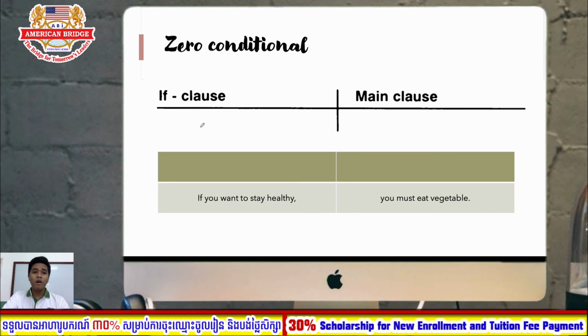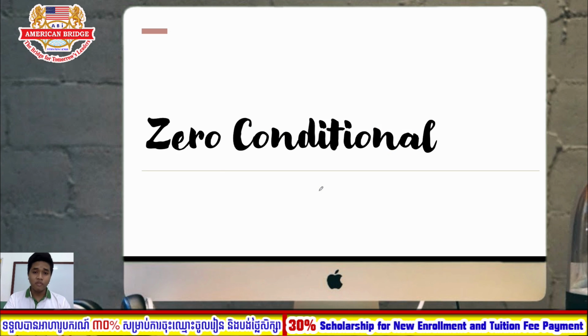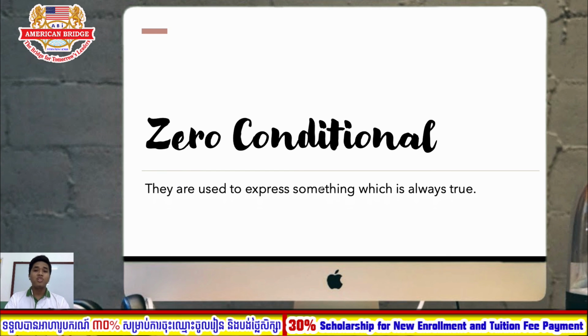So let's look at the form of the zero conditional in detail. In the if clause, we use if plus present simple. So here, if you want to stay healthy, which is present simple tense, and the main clause is also written in the present simple tense as well. You must eat vegetables, which shows that if you want to stay healthy, it is true, it is 100% that you need to eat vegetables to stay healthy. So again, to recap what we have discussed so far, the zero conditional is used to talk about something which is always true, right? And the structure of the zero conditional is very simple. We use if plus present simple, comma, plus present simple.